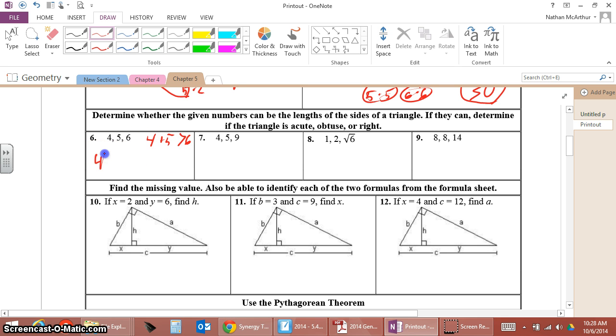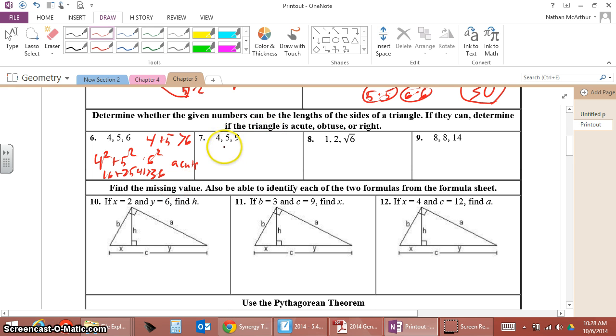Now I say 4 squared plus 5 squared is what? The 6 squared. We don't know yet. So 36, 25, 16. Well, this is 41. This adds together to be 41, and 41 is bigger than 36. So that means that c squared is smaller. And since c squared is smaller, we call it an acute.